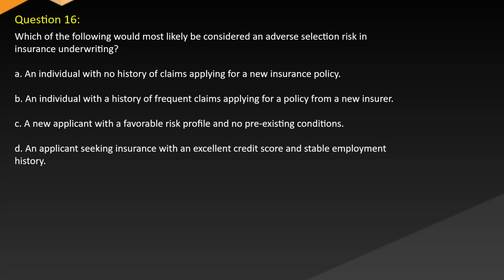Question 16. Which of the following would most likely be considered an adverse selection risk in insurance underwriting? A. An individual with no history of claims applying for a new insurance policy. B. An individual with a history of frequent claims applying for a policy from a new insurer. C. A new applicant with a favorable risk profile and no pre-existing conditions. D. An applicant seeking insurance with an excellent credit score and stable employment history.